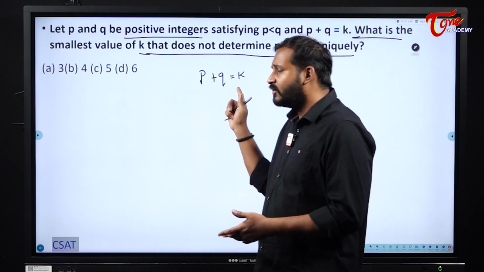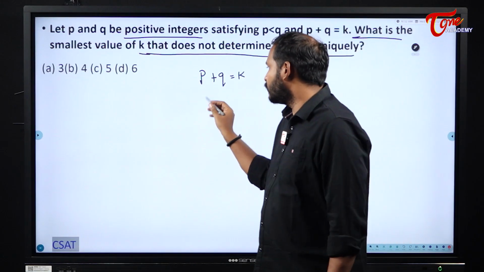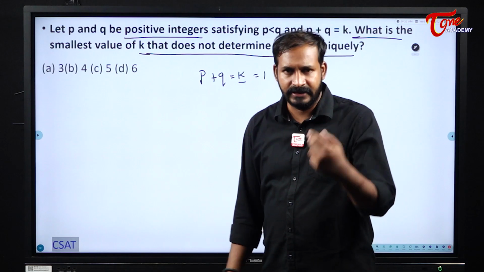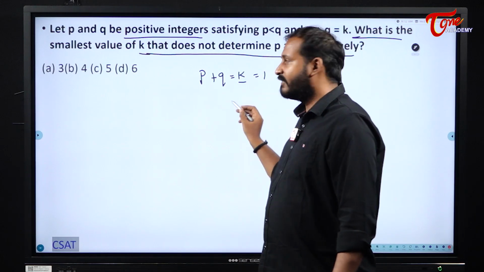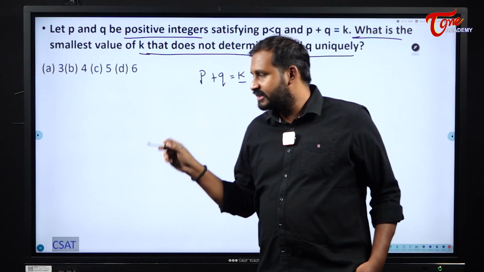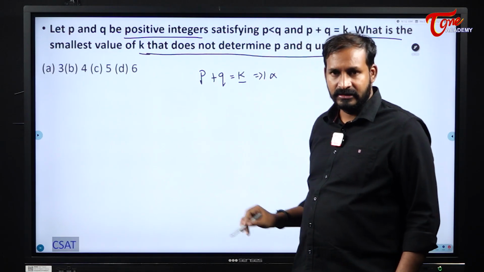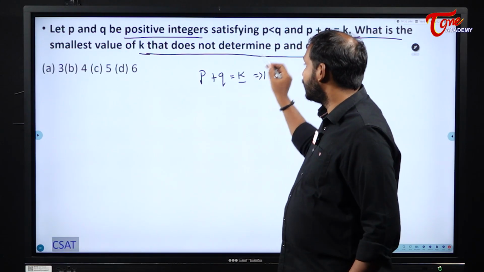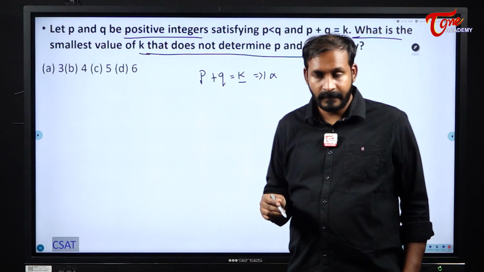My k value also becomes a positive integer for me. So now what are the values of k I can take? Let us take from 1 for the time being. Is it possible to take k value as 1? No, not at all. What is the reason? Two positive values means I can take a minimum of 1 here. So 1 plus 1 can never be equal to 1. And one more thing, I cannot take them as 1 and 1 also.